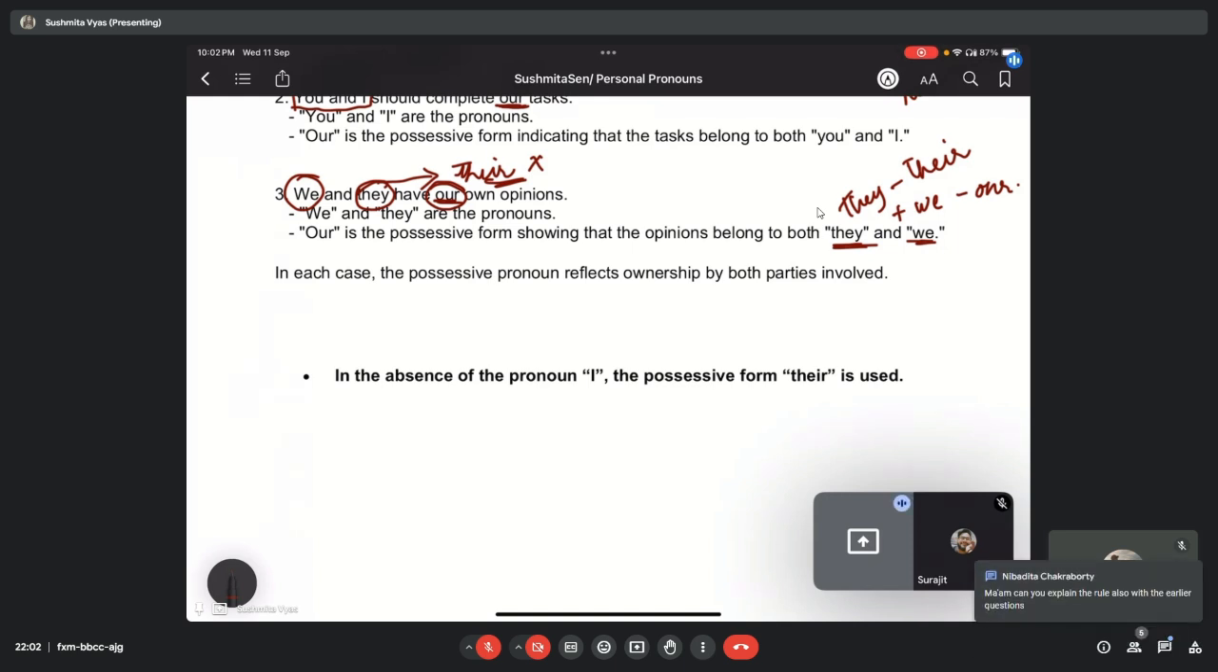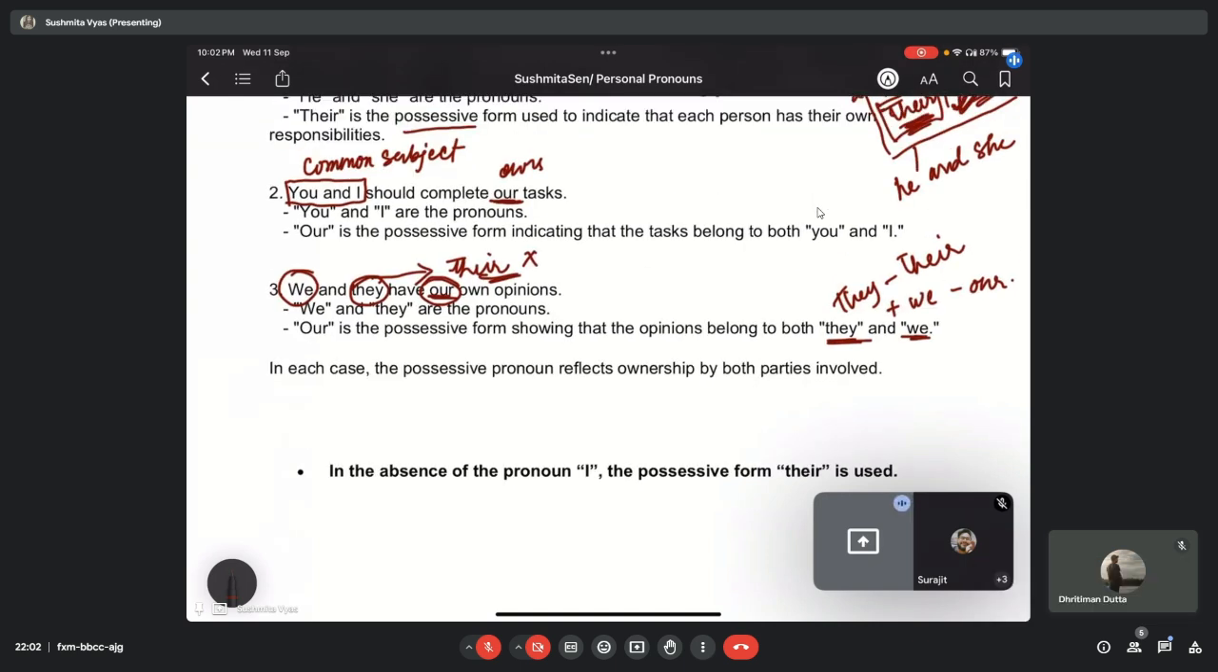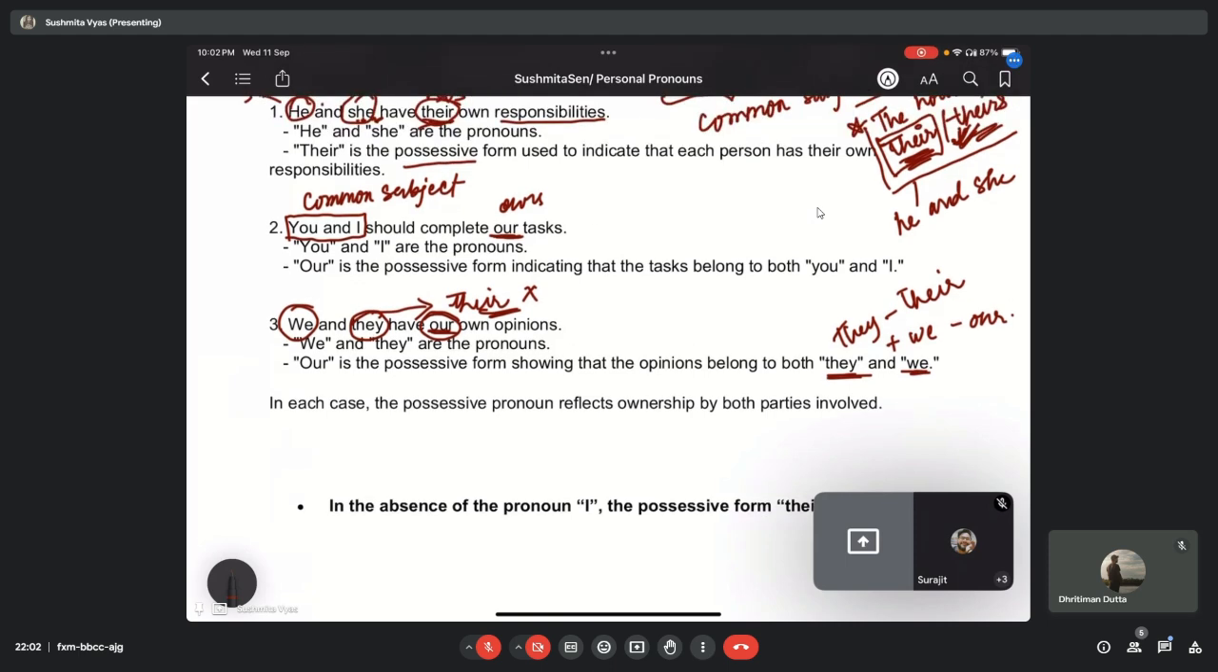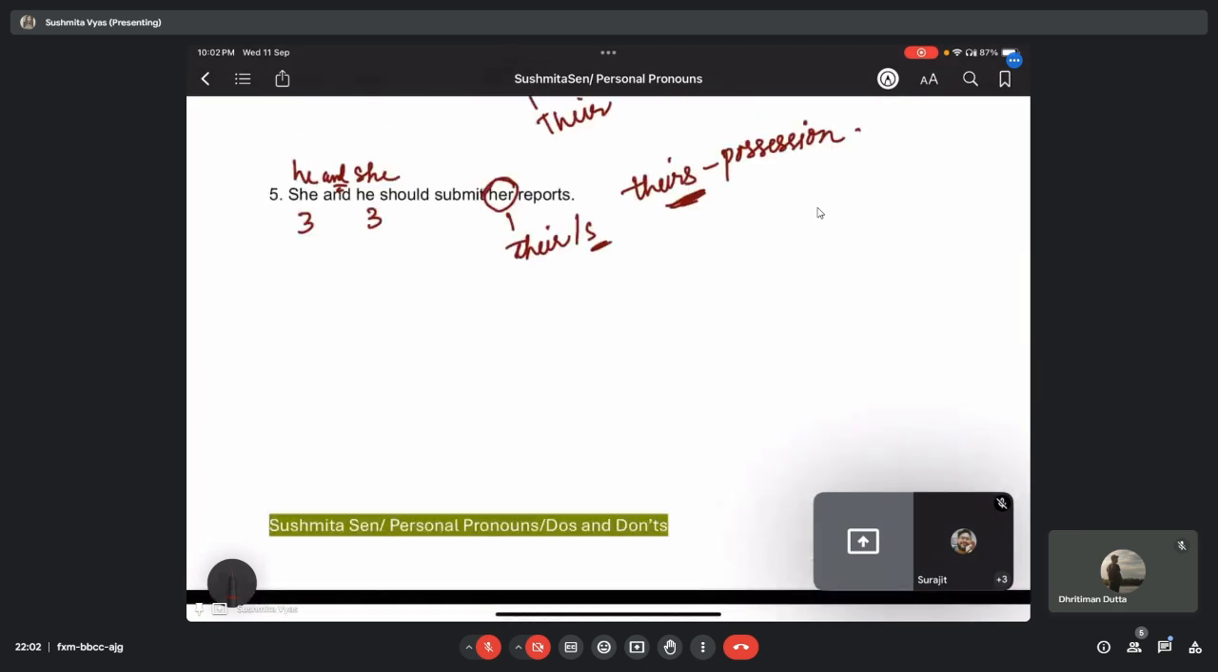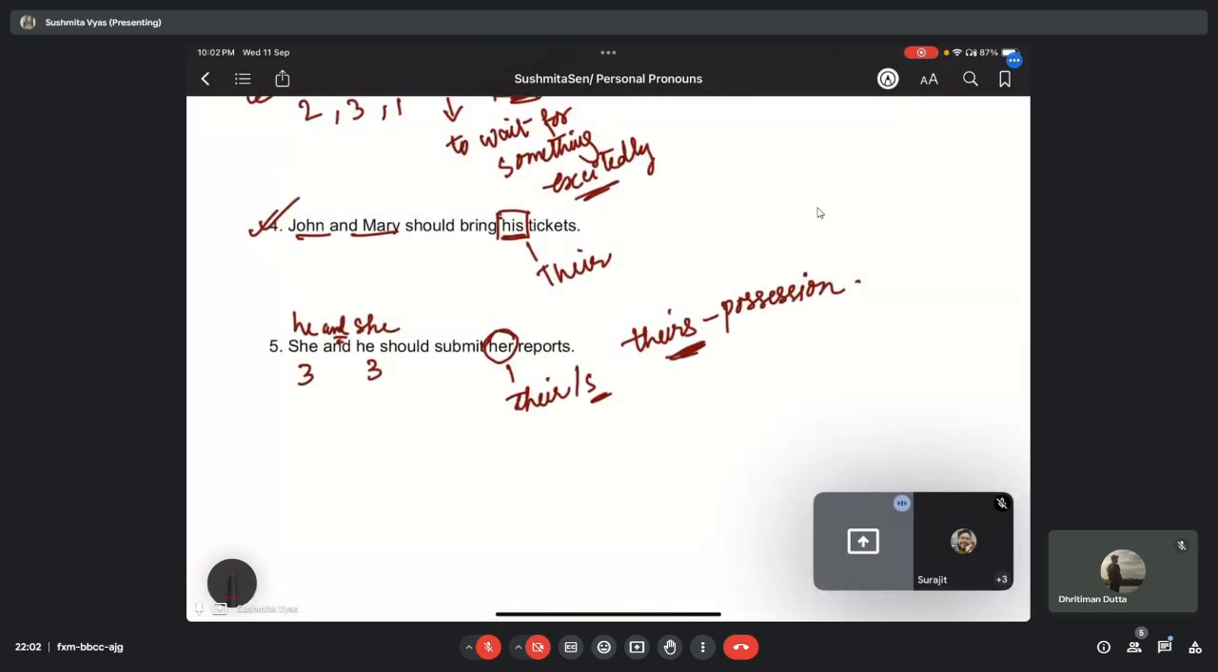In the absence of the pronoun I, the possessive form, ma'am, can you explain the rule also with the earlier questions? Which rule? Number three or number two? Oh, okay, with the earlier questions. Sorry, I got it, I got you. So she and you, huh? She and you is a common subject, na? They are not two different subjects. They are taken as a common subject.